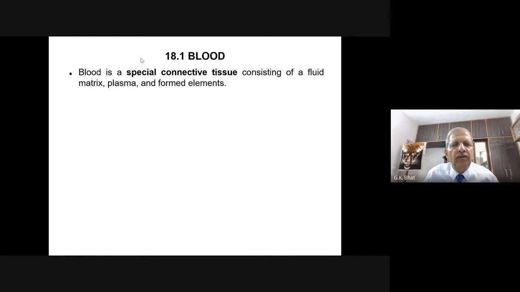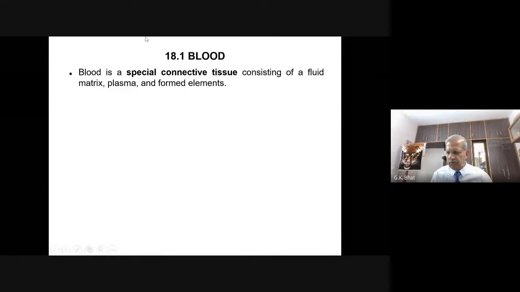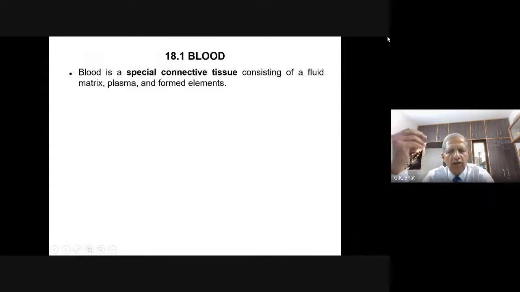While studying these animal tissues, you have heard under the connective tissue, a special type of connective tissue. The special type of connective tissue included bone, cartilage, and blood. You have studied about the bone and cartilage earlier. Now we are going to look into the blood. Blood is a special connective tissue consisting of two parts.